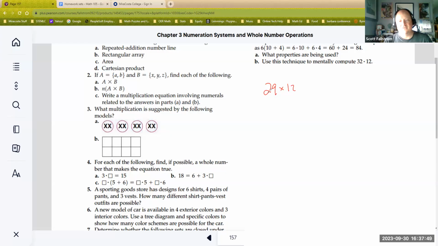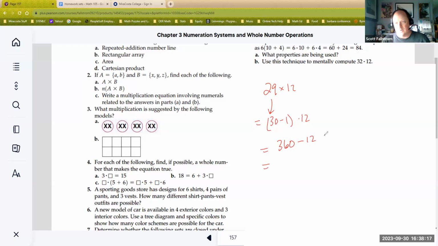Because they look and they think I have to do 20 times 12 and 9 times 12. But you don't. Think about 29. How could I decompose it? It's probably easier to think about it as 30 minus 1 because then the 12 times 30 still gives you the 360, right? And then you can say, and now I'm taking away 12. And by the way, when you're taking away 12, think about taking away the 10 first, because again, that's going to be kind of easy.